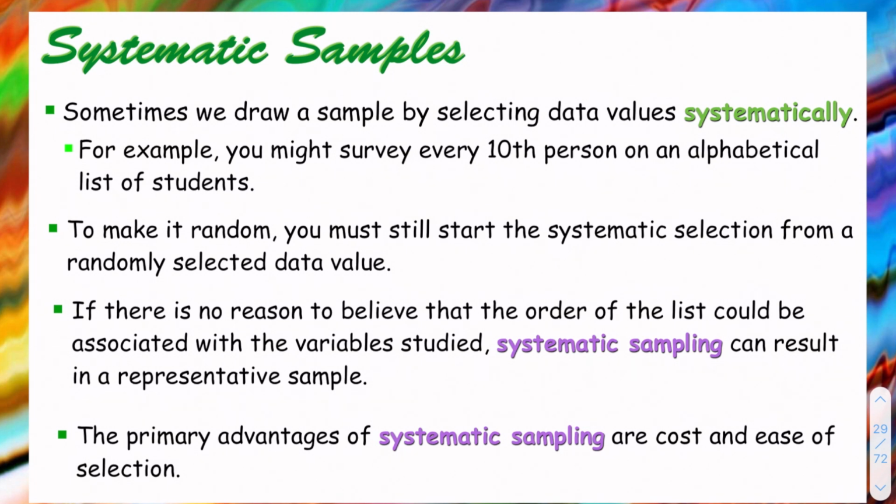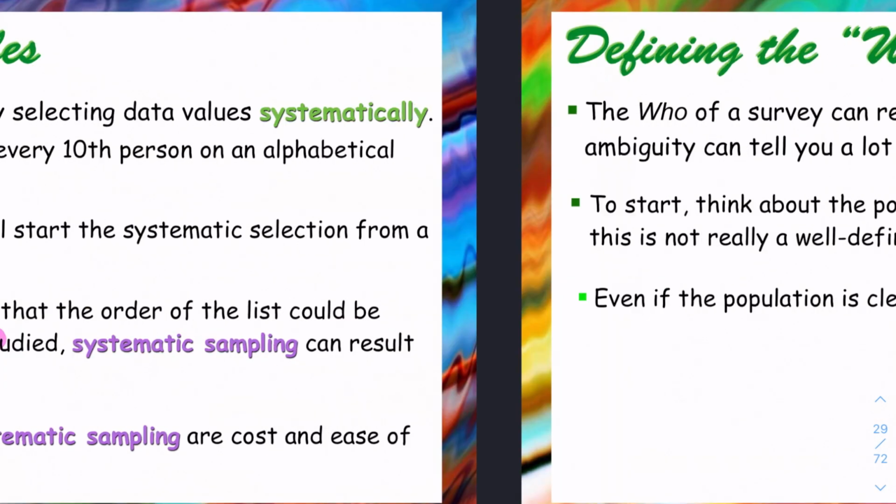So if you think that the thing that you're studying, the variables, do not relate to the way the list is ordered, then systematic sampling can result in a representative sample, which is our ultimate goal. The primary advantages of systematic sampling are cost and ease of selection. And again, if you want to do this and make it replicable, you want people to be able to actually re-engineer this idea.